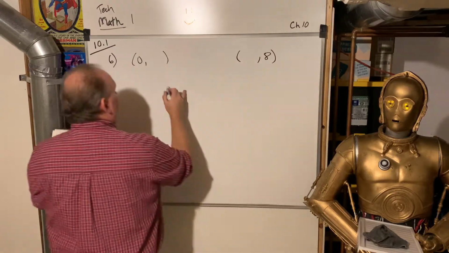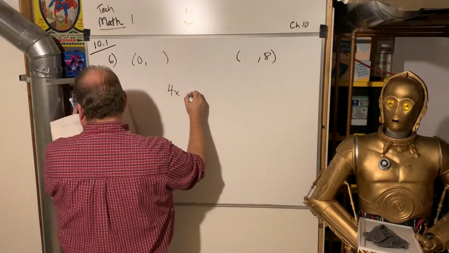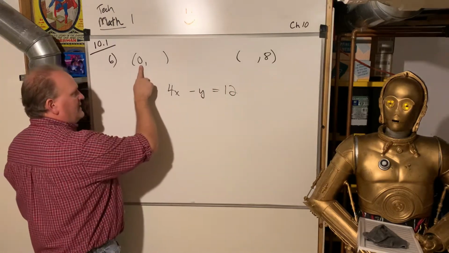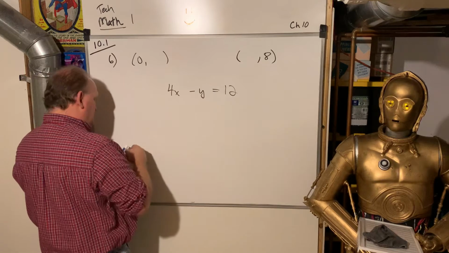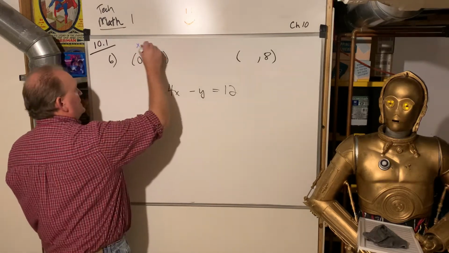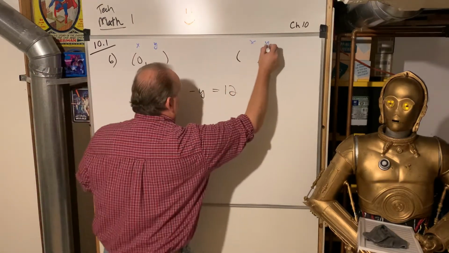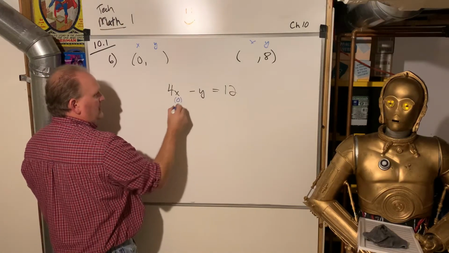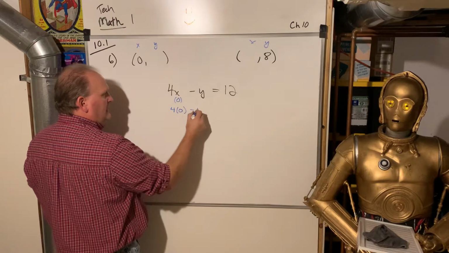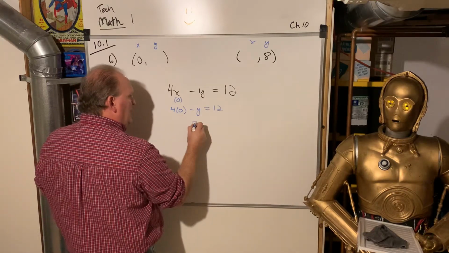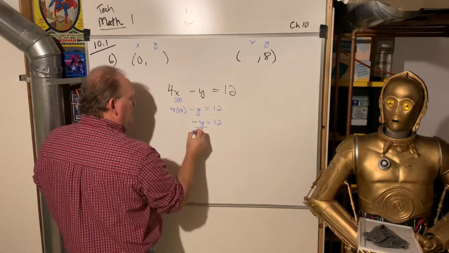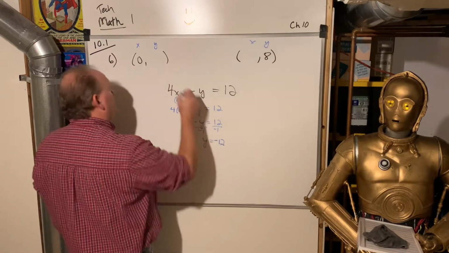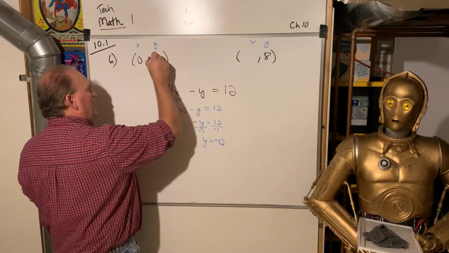And so here's the equation. All you do is you sub that in for x in this case, right? It's always x comma y. Remember, it's always x comma y. So for this one, we'd sub 0 in right there. And that would be 4 times 0 minus y is equal to 12. So -y equals 12. Then we divide by -1, so y is equal to -12. So when x is 0, y is -12.